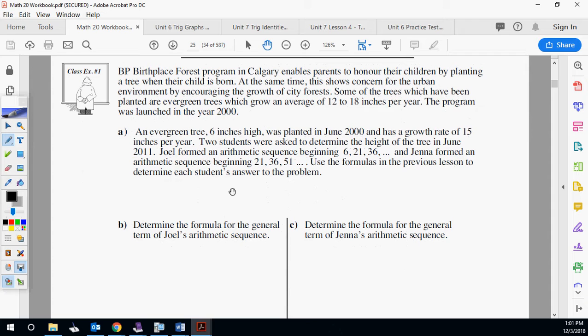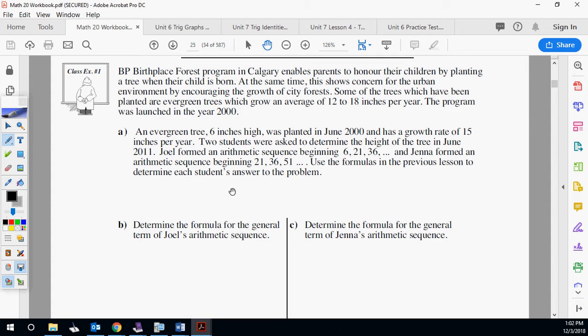Okay, so BP, Birthplace Forest Program in Calgary, enables parents to honor their children by planting a tree when their child is born. At the same time, this shows a concern for the urban environment by encouraging the growth of city forests. Some of the trees which have been planted are evergreen trees which grow 12 to 18 inches per year. The program was launched in the year 2000.